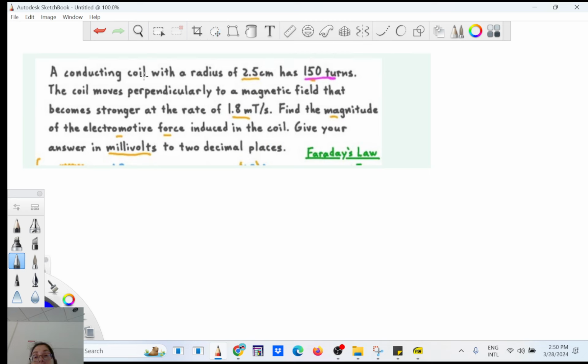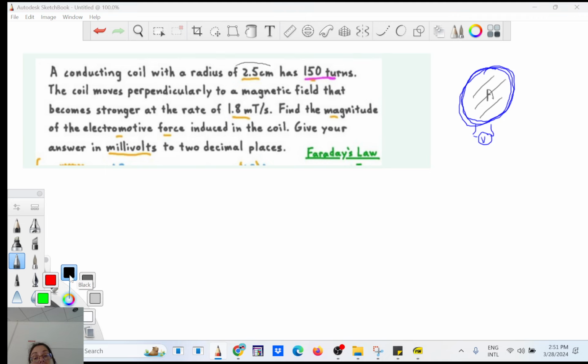Okay, so a conducting coil with a radius 2.5. So it means a coil, it's something round like this. Okay, maybe it's attached here to a voltmeter, so it's a coil. And you can even draw the area, which is imaginary. Okay, so you have this area. Okay, so radius is 2.5.